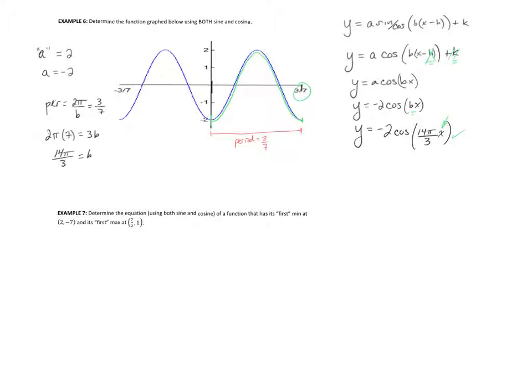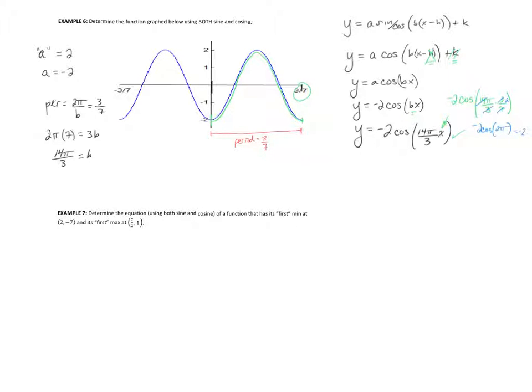So just as a little exercise, negative 2 times the cosine of 14 pi over 3 times 3/7. And I think you'll realize that we're going to have some canceling that goes on here. 14 over 7 reduces to a 2. The 3's kill each other. So essentially it's negative 2 cosine of 2 pi. Of course, the cosine of 2 pi is 1, and negative 2 times 1 is negative 2.